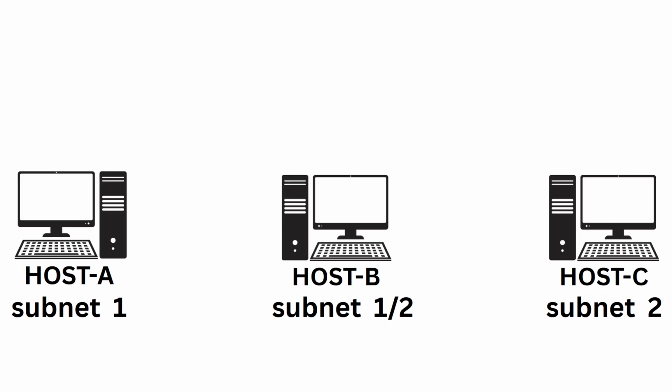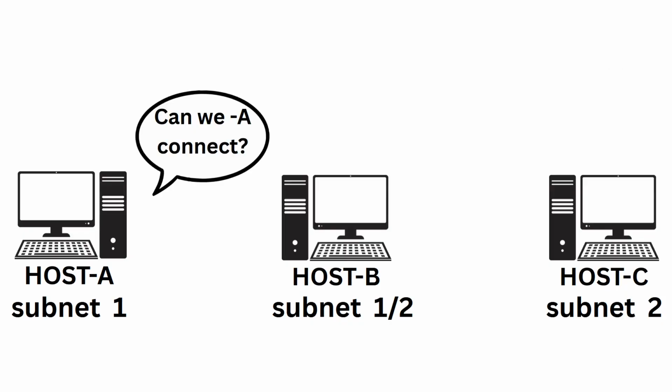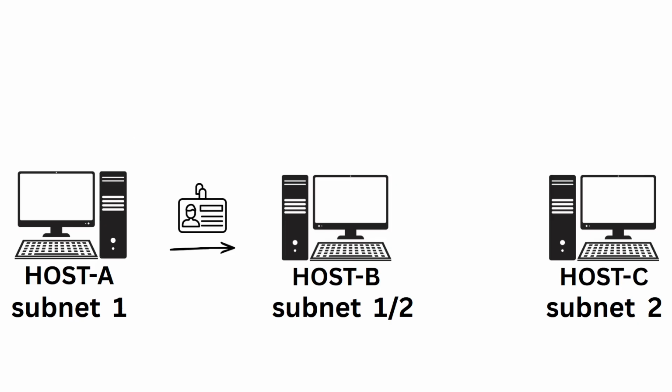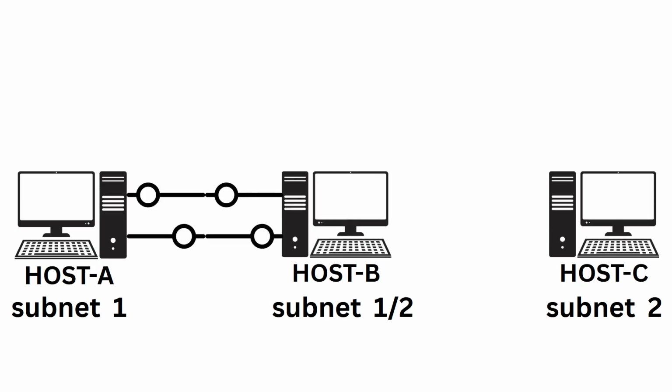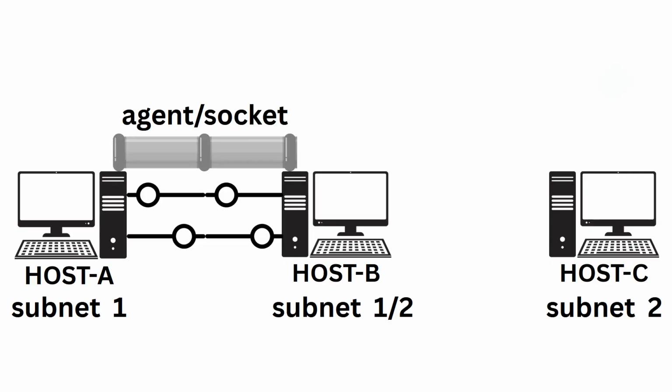Again, we have three computers, A, B, and C. Again, host A starts by asking host B if they can connect with the -A option. Host B responds with, "Okay, prove who you are to me." Host A says, "Okay, here's some proof of my identification." Host B takes a look at it and says, "That looks good. We can connect." So the two machines then create an SSH connection. And the agent, or socket, is created between the two because the -A option was utilized.